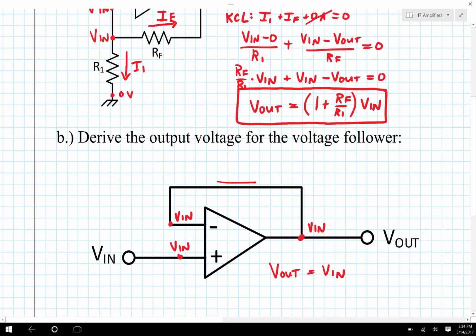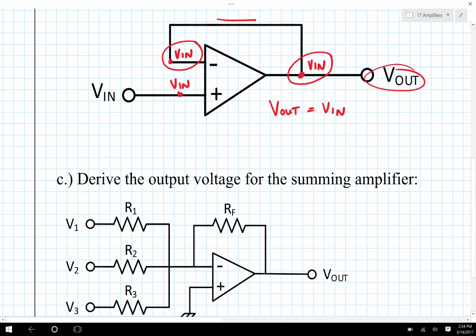I can trace by one of the cardinal rules. I know that the two inputs have to be an equal voltage, so therefore I know that this node right here is Vn. There's a wire that connects to this point, so that's Vn, and that's the same node as V out, so therefore V out is equal to Vn. That one's not too hard to derive.